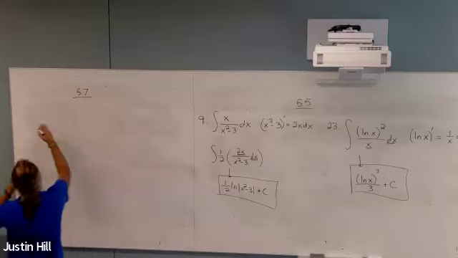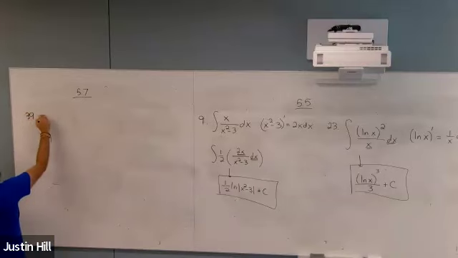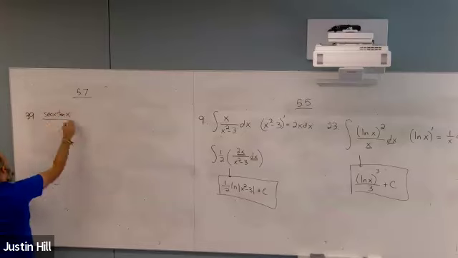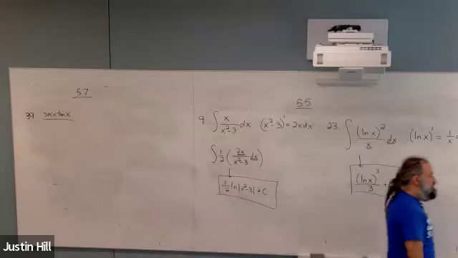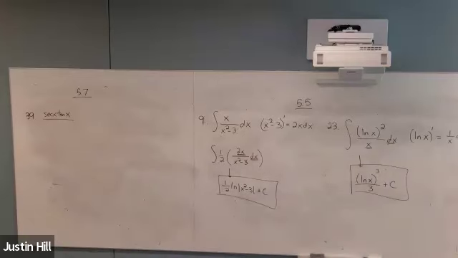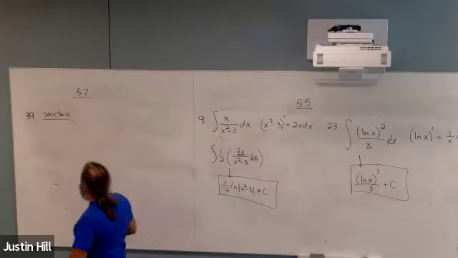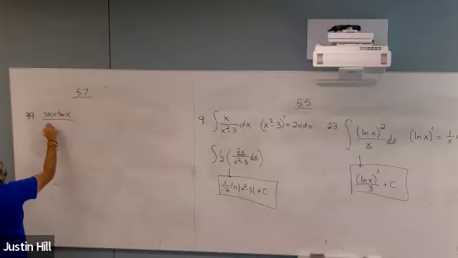Number 39. Which way do they do with this? Let's see. So something like this. Integral of secant x over secant x minus 1 dx.